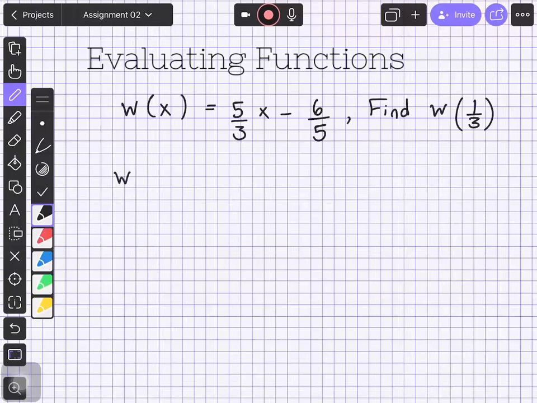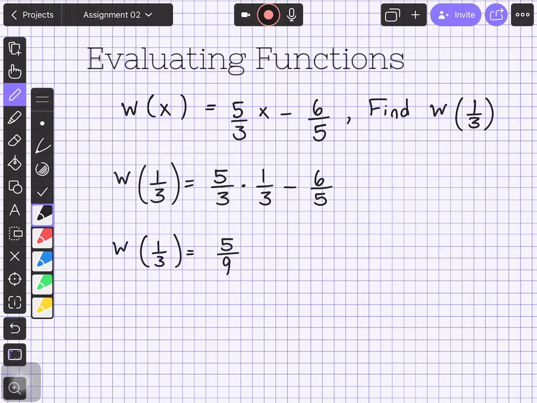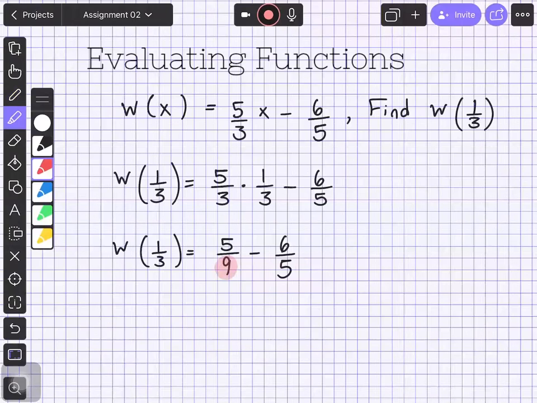So we have 5/3 times 1/3 minus 6/5. So in this case, we go 5/9 minus 6/5. In the same way as before, the denominators have to be equal in order to add or subtract the fractions.